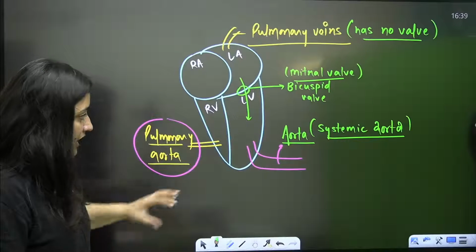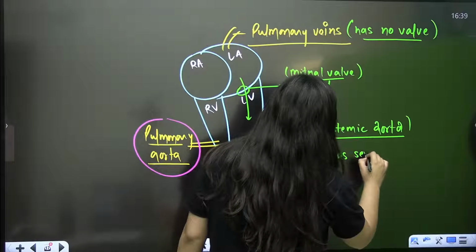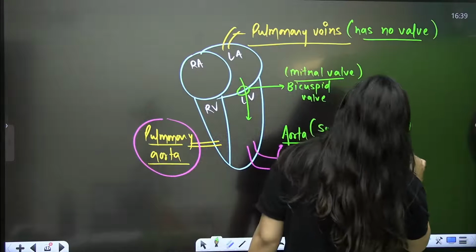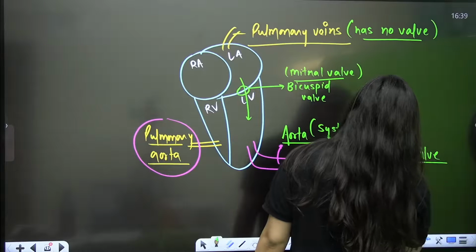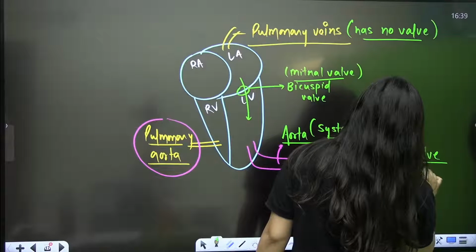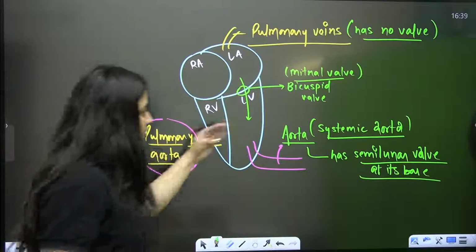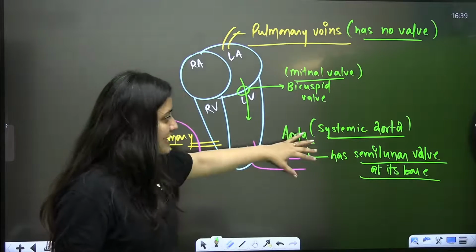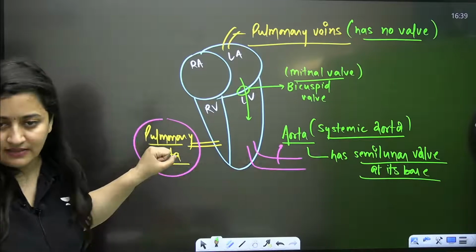Are you getting it? Even this aorta has a semilunar valve at its base. Clear, bache? So the pulmonary aorta and the systemic aorta, also known as the aorta, what are they having? They are having semilunar valves at their base.